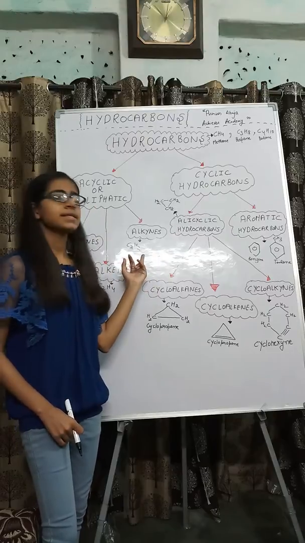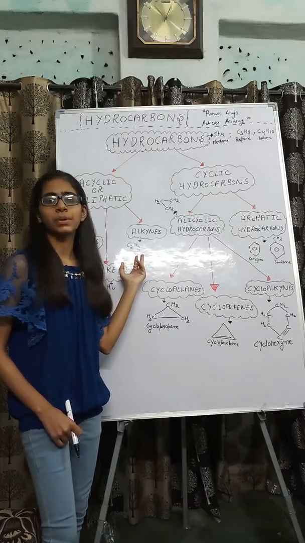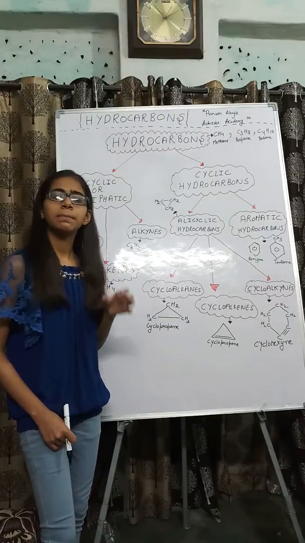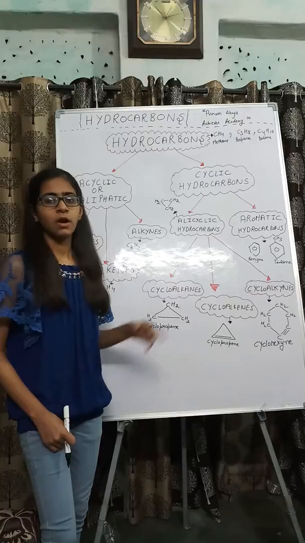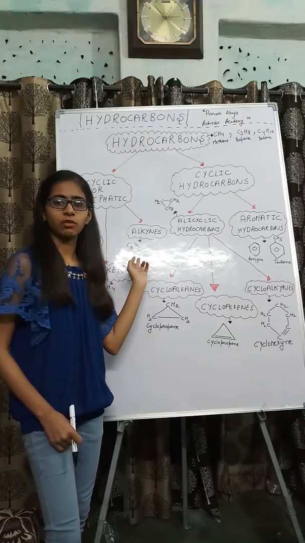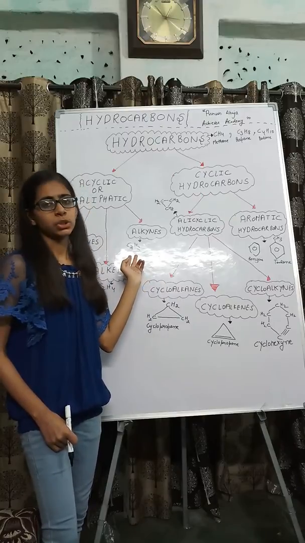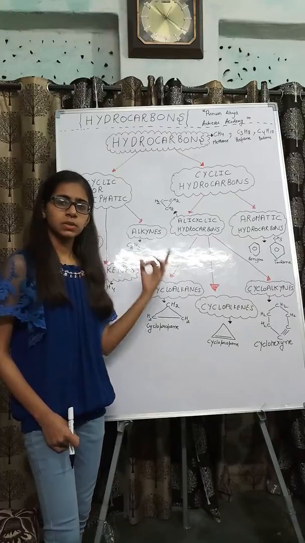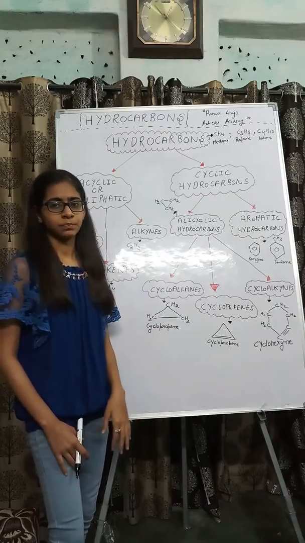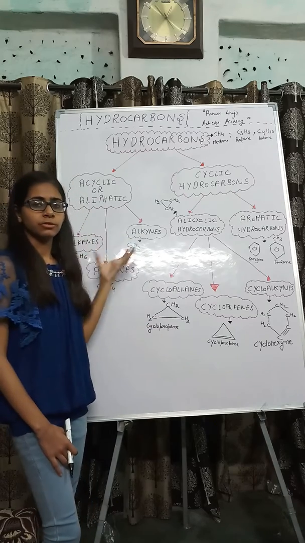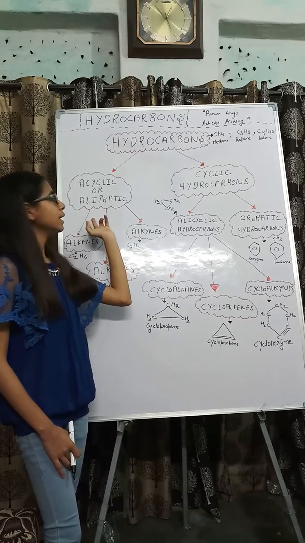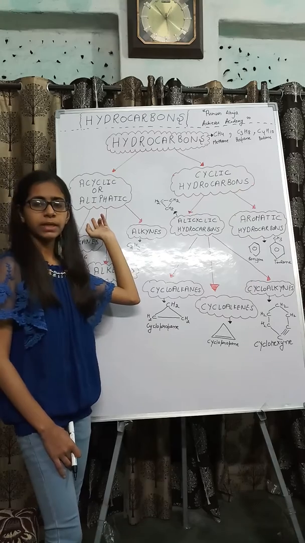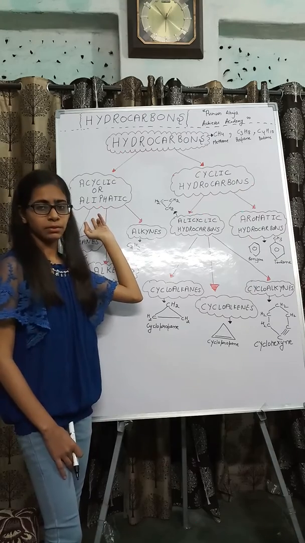Next is alkynes. Alkynes are those types of hydrocarbons which contain a triple bond between carbon atoms. For example, ethyne, and its formula is C2H2, as it contains a triple bond between two carbon atoms. So this is an example of alkynes. So these are three types of acyclic hydrocarbons, or simply known as open chain hydrocarbons.